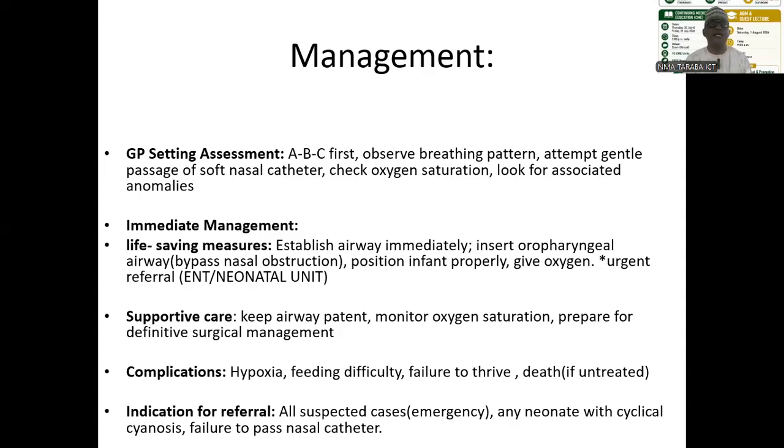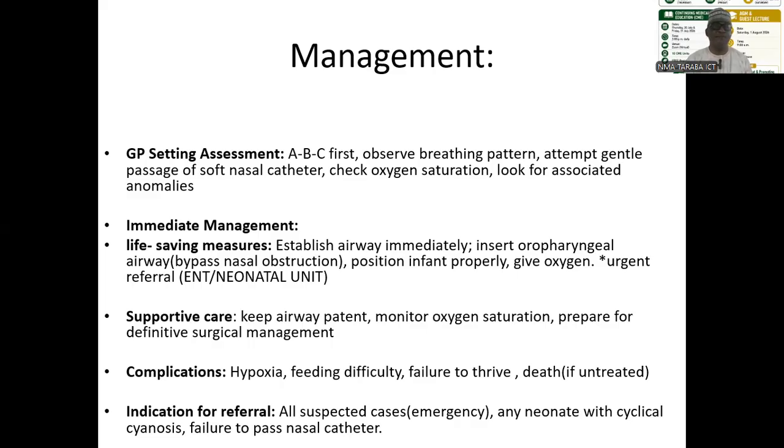out. In the general practitioner setting assessment, we ensure that the airway is patent, breathing is good, and the saturation is okay, and the circulation is good. Observe breathing pattern of the child when you are in contact with these children, and attempt gentle passage of soft nasal catheter. Check oxygen saturation and look for associated abnormalities as mentioned earlier.